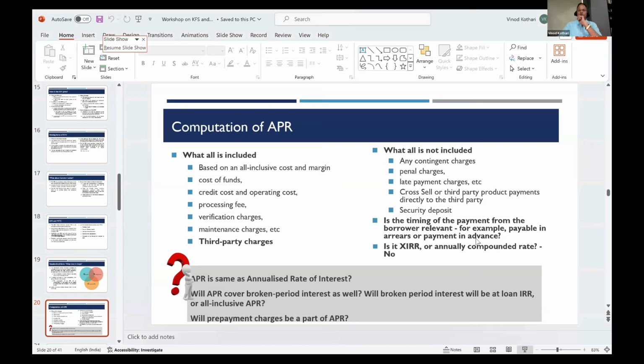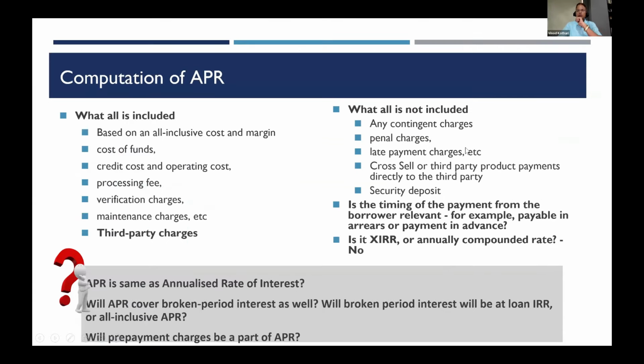Right. So what is included and what is not included? What is not included? Contingent charges. Contingent charges, for example, let's say penalties for default, penal charges, anything else, prepayment charge. Prepayment charge, for example, is also contingent. Repossession cost is a contingent charge. Check bouncing charges are contingent charges. These are not included in APR computation.